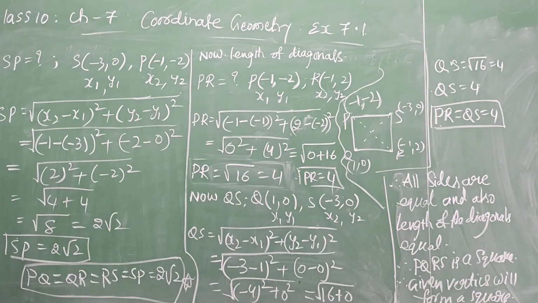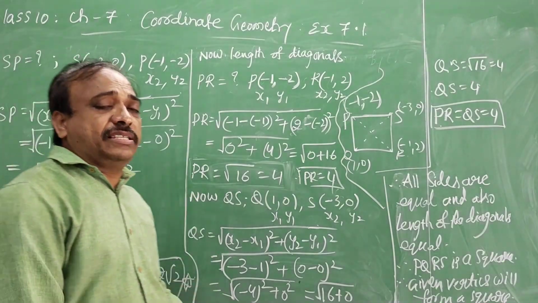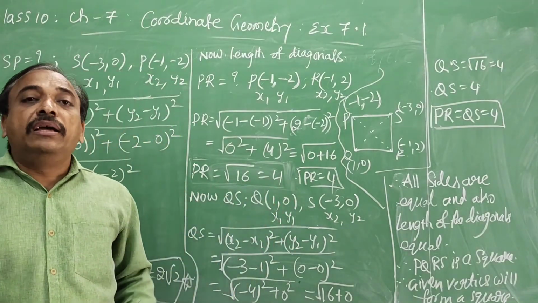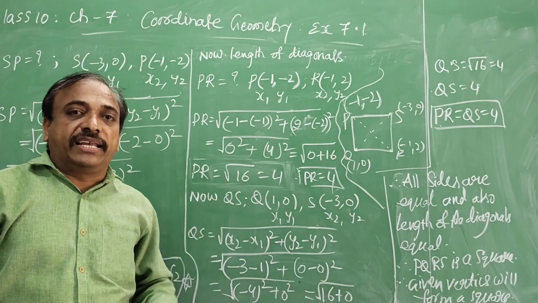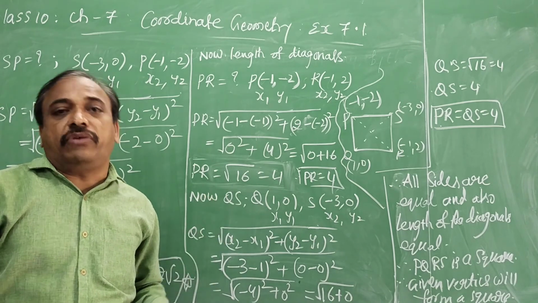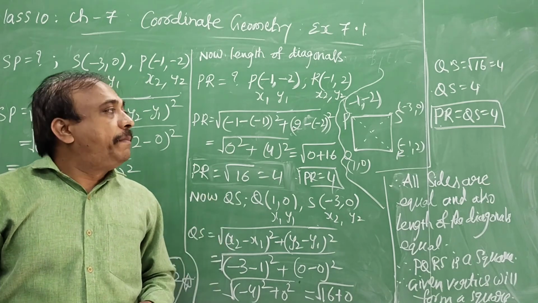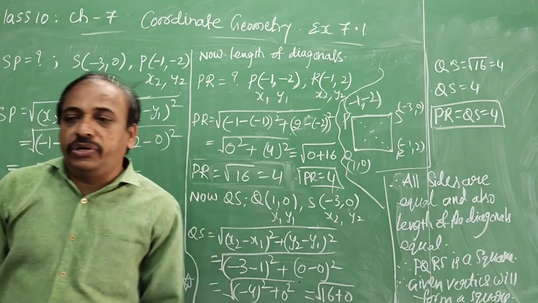And if it is a rectangle or parallelogram, the same process: opposite sides are equal. If diagonals are equal, then it becomes a rectangle. If the diagonals are not equal, then it is a parallelogram. I hope it is clear to you.